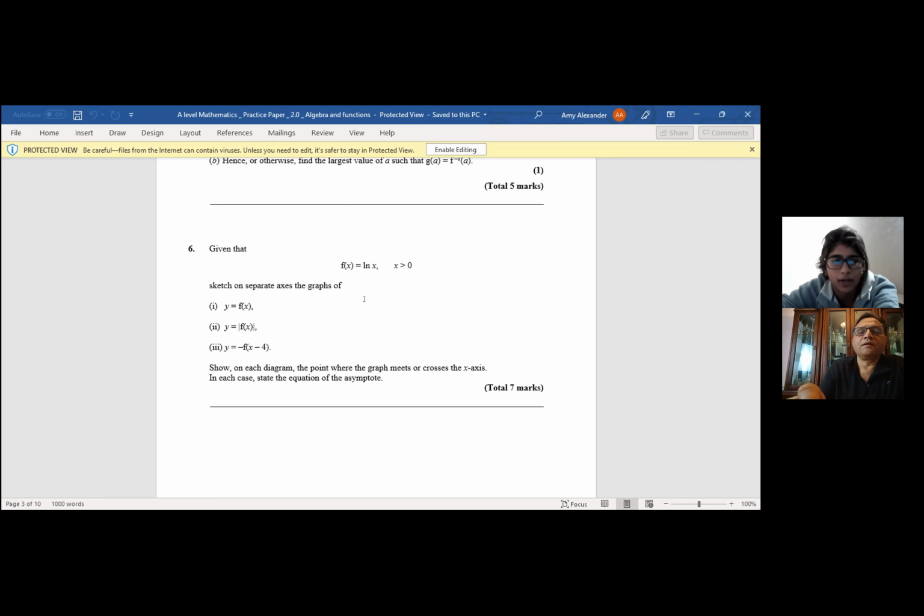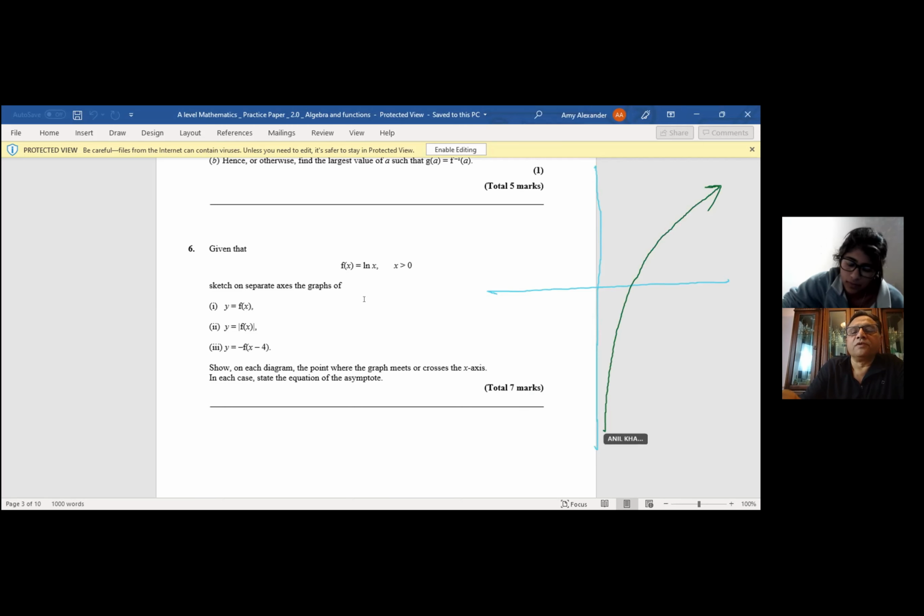Part 2, y equals the absolute function of f of x. And part 3, y equals minus f of brackets x minus 4. So let's sketch the ln function, natural log. This natural log function is kind of like this, correct? So this is y, this is x. So f of x you could write actually. So y equals f of x, correct?